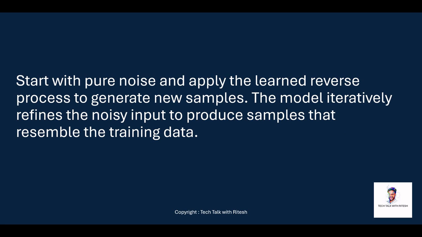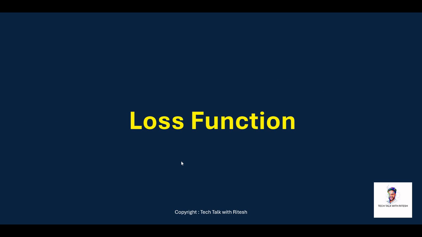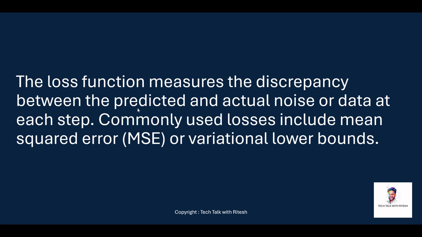Start with pure noise and apply the learned reverse process to generate new samples. The model iteratively refines the noisy input to produce samples that resemble the training data, meaning the original data. Okay, let's see the loss function in this model. The loss function measures the discrepancy between the predicted and actual noise or data at each step. Commonly used losses include mean square error or variational lower bounds.